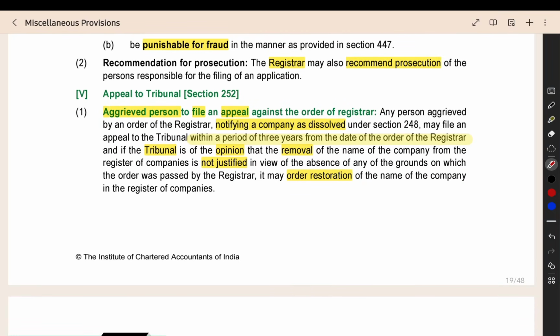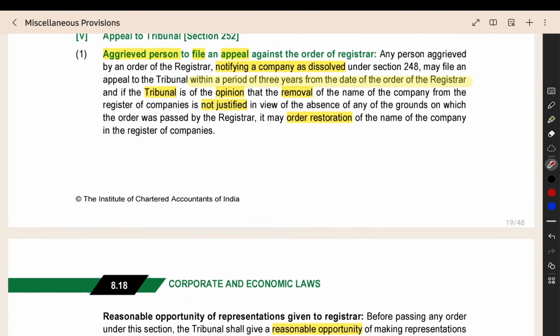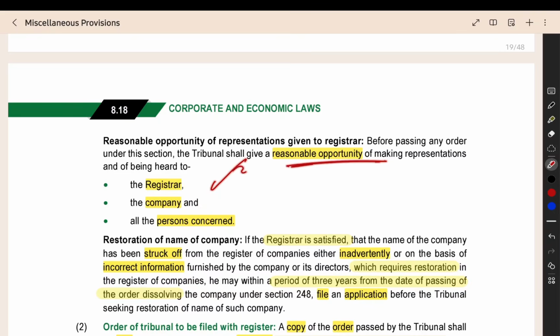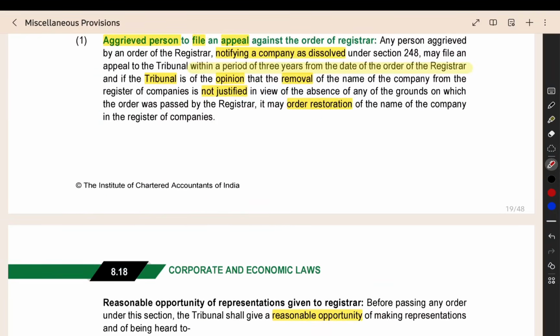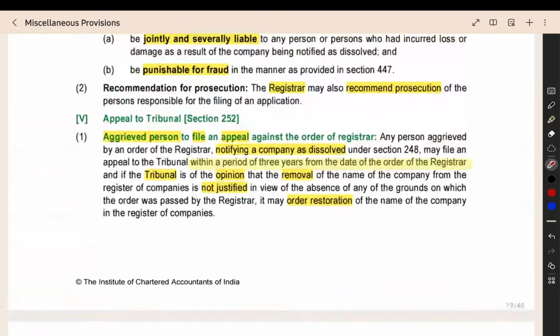Then, the tribunal. If some person is aggrieved by the striking off order, so the company has been struck off and the name of the company is not there in the register of companies, what will happen if some person has a problem? Any person who is aggrieved, who thinks that the striking off of the company is not proper, can make an appeal to the tribunal. If the tribunal thinks that the striking off is not proper and that the company deserves to be alive, then they will order the restoration. Before making this order, they will give a reasonable opportunity of being heard to the registrar and the company persons concerned.